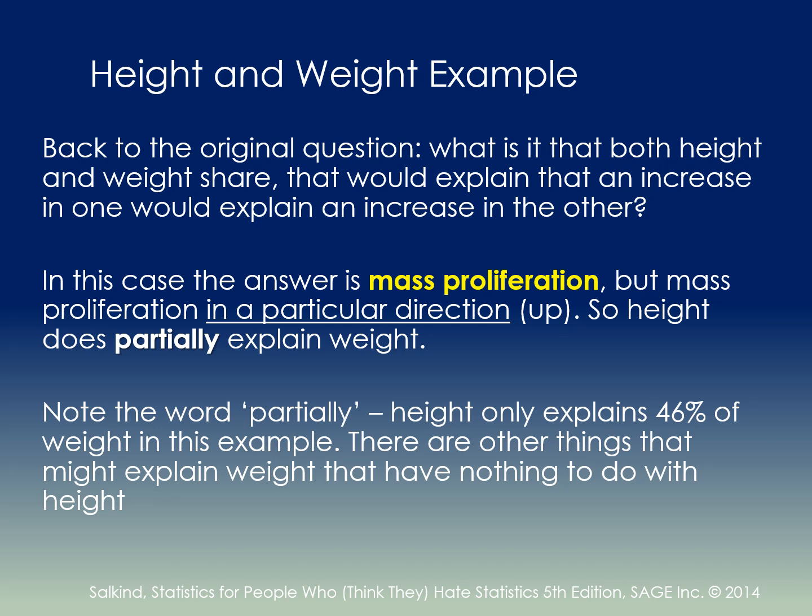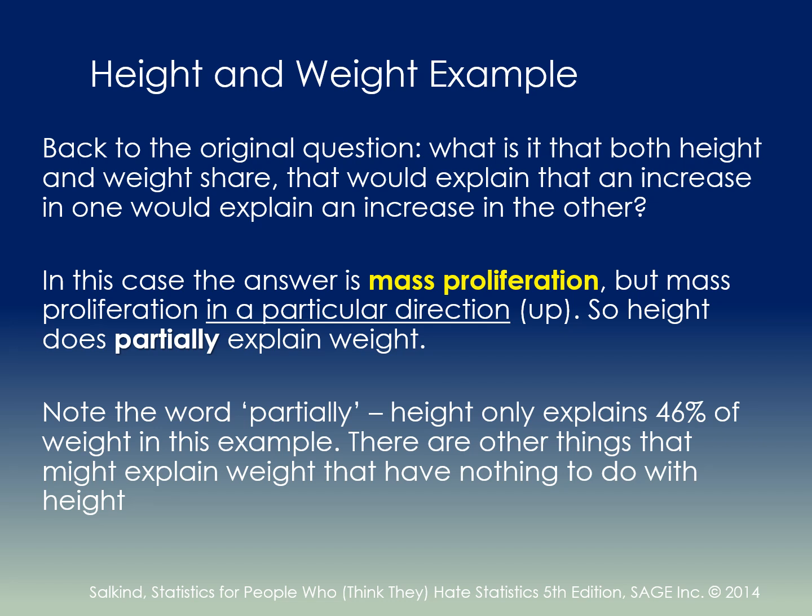And again, here's our answer a little bit more directly. Back to the original question, what is it that both height and weight share that would explain an increase in one that would also explain an increase in the other? We're trying to find what exactly they are overlapping with. And so the answer here is mass proliferation. But mass proliferation is in a particular direction, up, right, which we call height. And so height does partially explain weight.